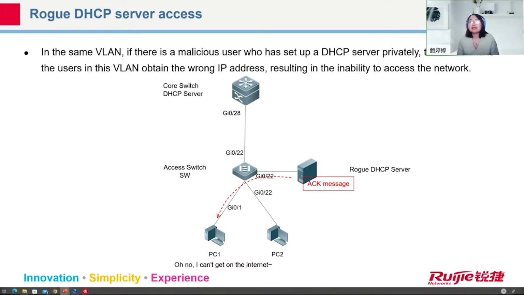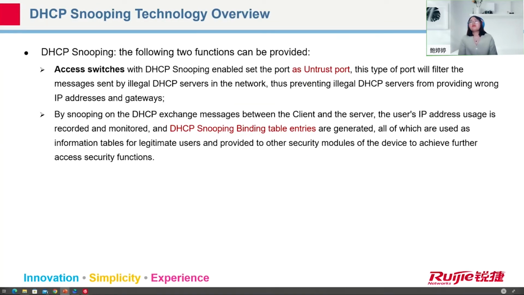So this is the process why we finally get an IP address, but I cannot visit the internet. So how to solve this problem? We can deploy DHCP snooping in our network.